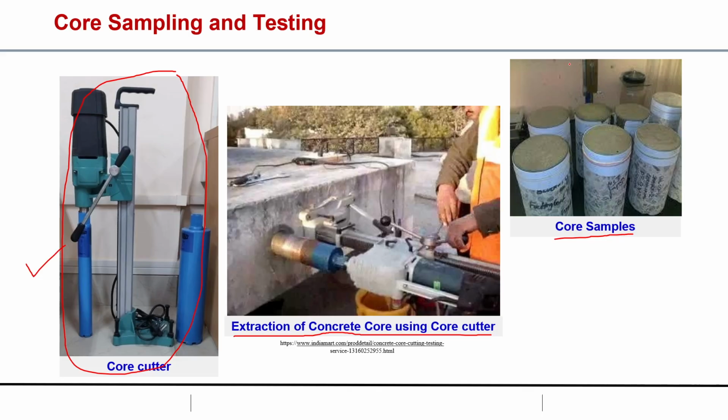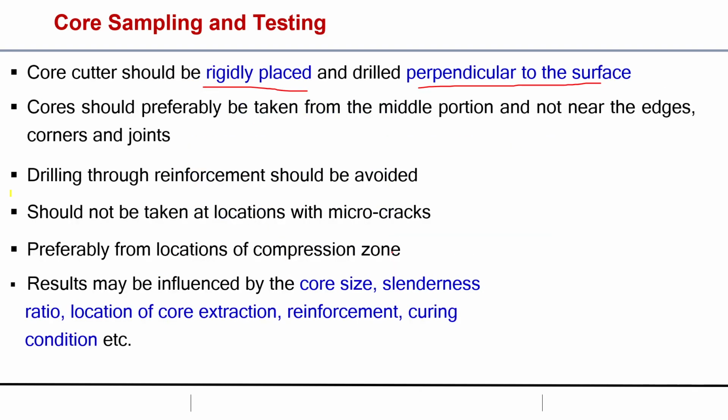As you can see in this picture, this should be rigidly held, and this is the surface, and this is the perpendicular direction. Core should be preferably taken from the middle portion and not near the edges, corners and joints. So you should avoid taking the core from edge, or corners or joints. You should go with the middle portion. Then you should avoid drilling through the reinforcement. So you should avoid the drilling, avoid the reinforcement.